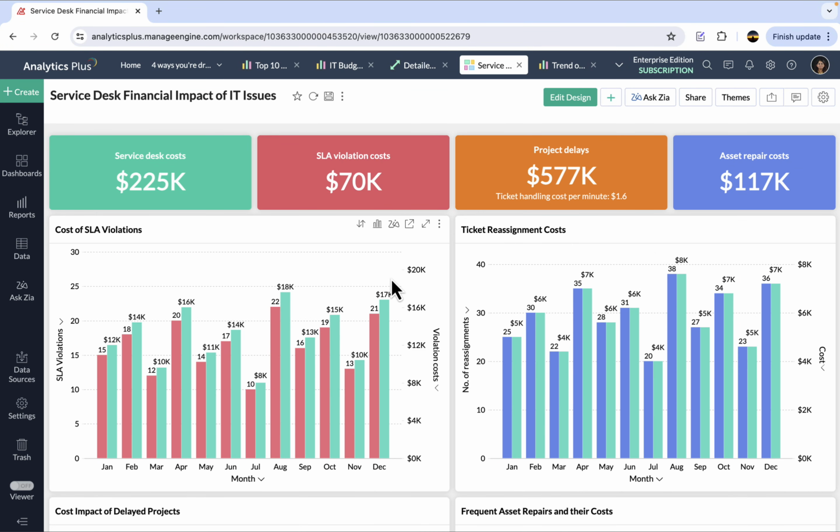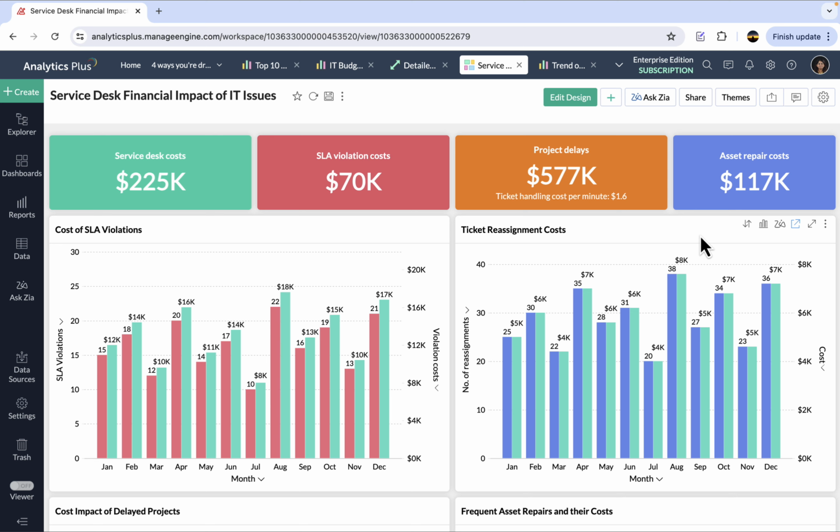The first analysis in this dashboard tracks the SLA violations for critical incidents across the last year and computes its corresponding financial impact. Critical incidents, unless resolved in due time, commonly result in downtime. By calculating the cost per minute of downtime, you can quickly visualize the financial impact of critical SLA violations.